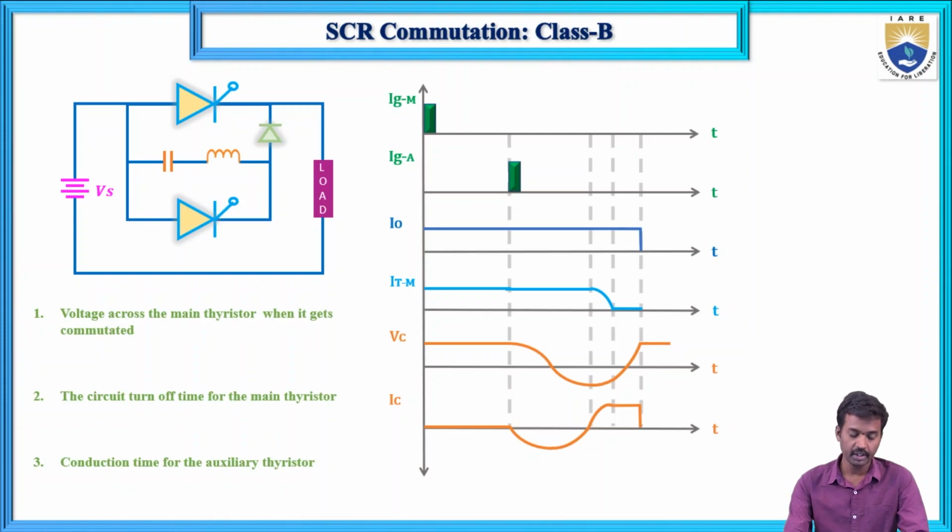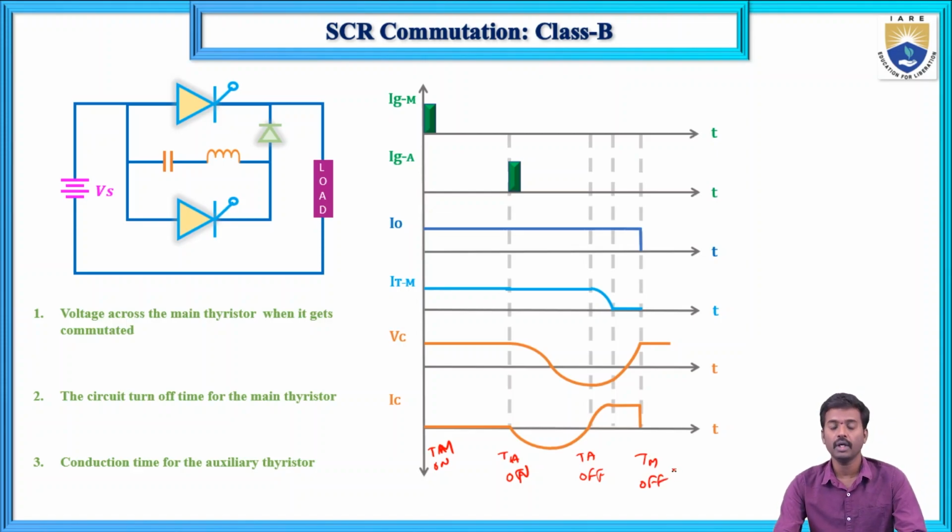Voltage across the main thyristor when it gets commutated, the circuit turn off time for the main SCR, and the conduction time for the auxiliary thyristor. So now, this is when TA is on, and when TM is on, TA is off; then TA is off, and TM is off. In the previous case also this one is off.